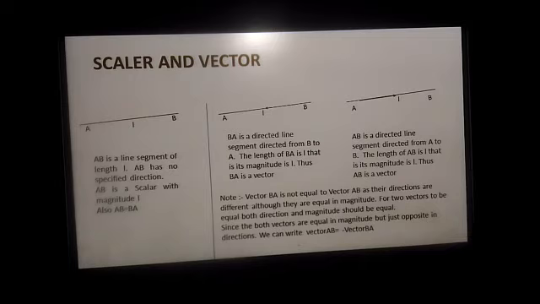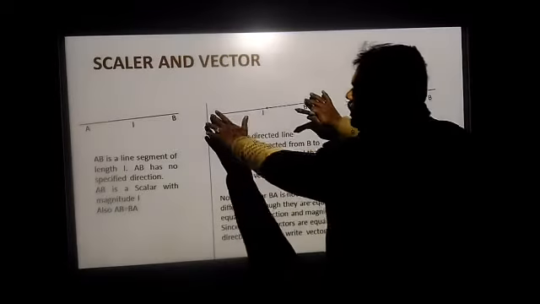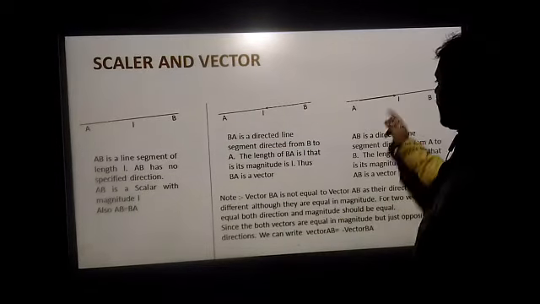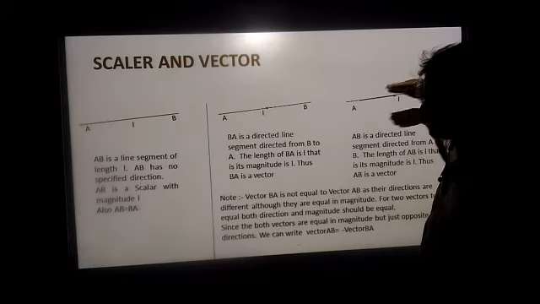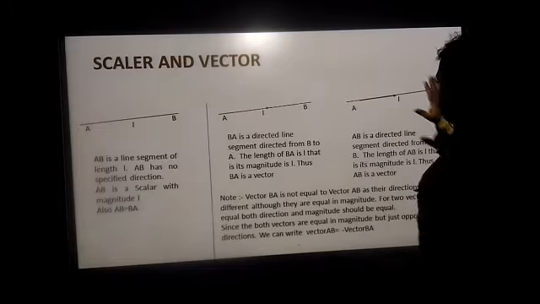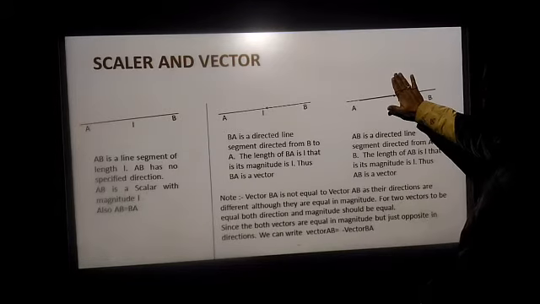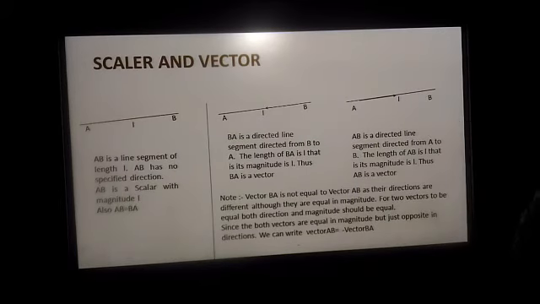For two vectors to be equal, if I have to make this vector quantity, this BA, equal to this BA, I have to place a direction arrow to this side. That means they are moving from where to where? Right to left. This position vector has to also go according to this, or you can do vice versa.